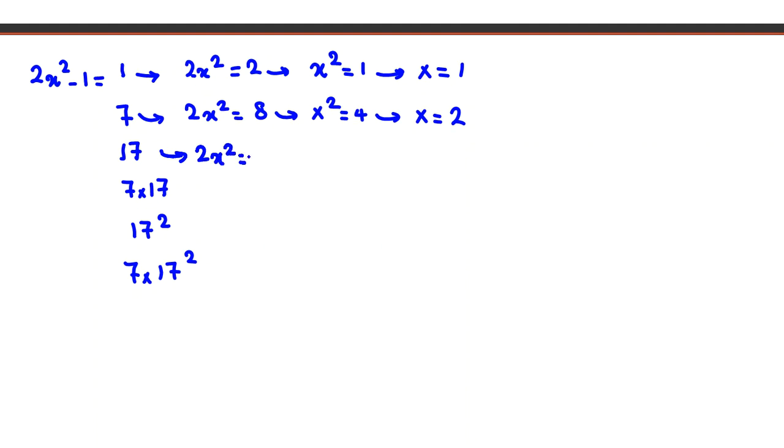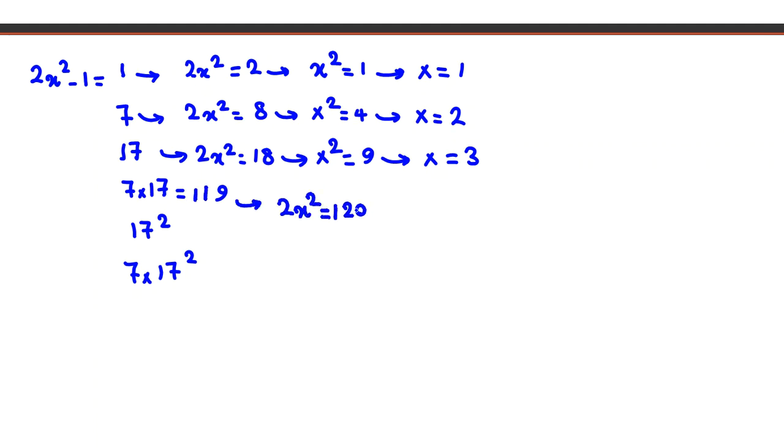The next one, 2x squared, if you add 1 is 18. So if you divide by 2, x squared is 9. So x is plus minus 3, so x is 3. Now 7 times 17 is 7 times 7, 49. We have 4. 7 times 1, 7 plus 4, 11. Okay, so 2x squared is 120 if you add 1. X squared is 60, so this case is not possible.